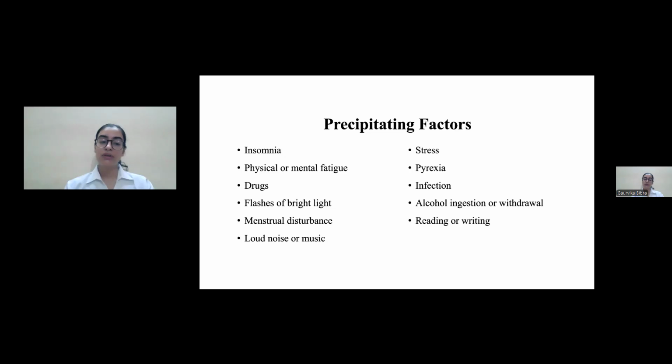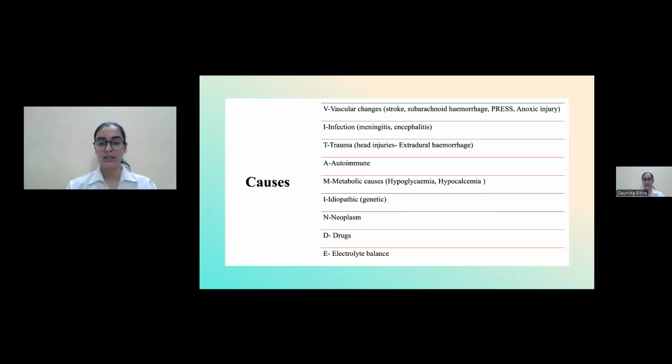Now, the precipitating factors include insomnia, stress, pyrexia, physical or mental fatigue, drugs, infection, flashes of bright light, alcohol ingestion or withdrawal, menstrual disturbances, loud noises or music, reading or writing as well.